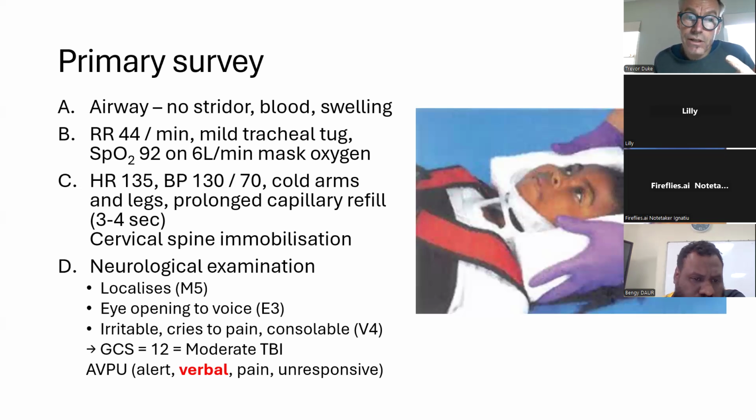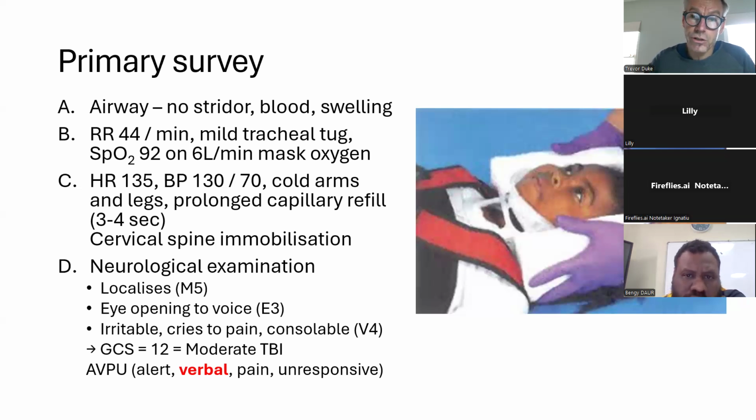The second thing is you assess the child's breathing, and this child had a respiratory rate of 44 per minute, so a bit elevated. He had mild tracheal tug, and his saturations were 92% on 6 litres of mask oxygen. So he's got some degree of respiratory compromise. He's got no airway compromise. He's got some degree of respiratory compromise. His heart rate was 135, so getting onto circulation.